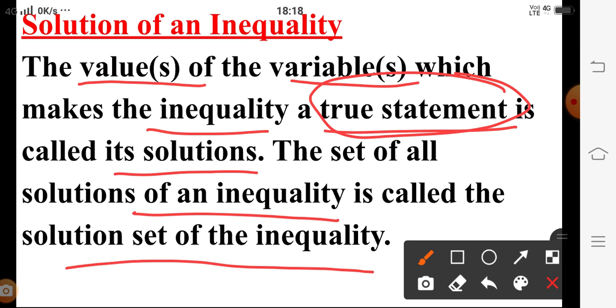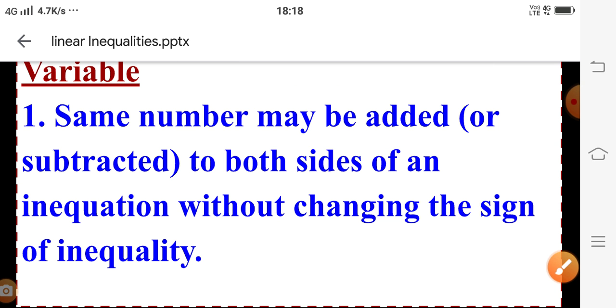Means many more values we get. It is not compulsory here. With equal to, when we get equal to in the equation, we get only one value, or two values according to the question. But here we get many more values, more than one.